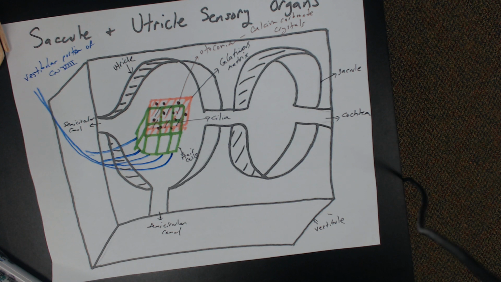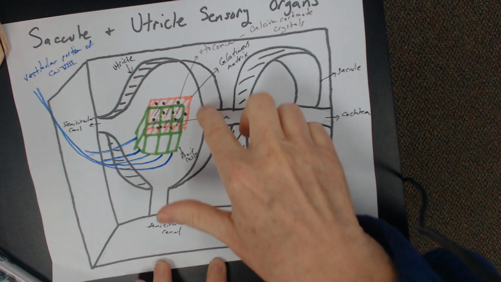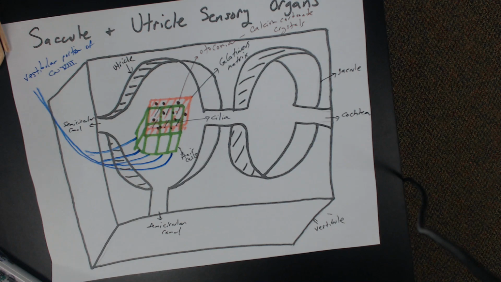with the hairs, the cilia sticking up into the gelatinous matrix, or the jello mold. And then on top of the jello mold you have these calcium carbonate crystals that are kind of embedded, but sometimes they can fall off and cause other problems. This is the main sensory organ for the utricle. The main sensory organ has a very specific name. Let me write that down, put it in green.